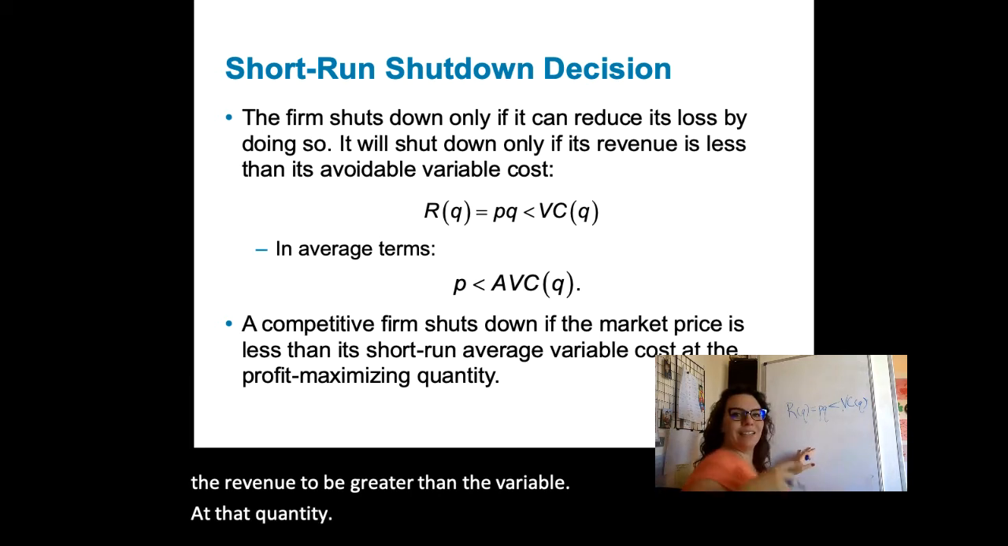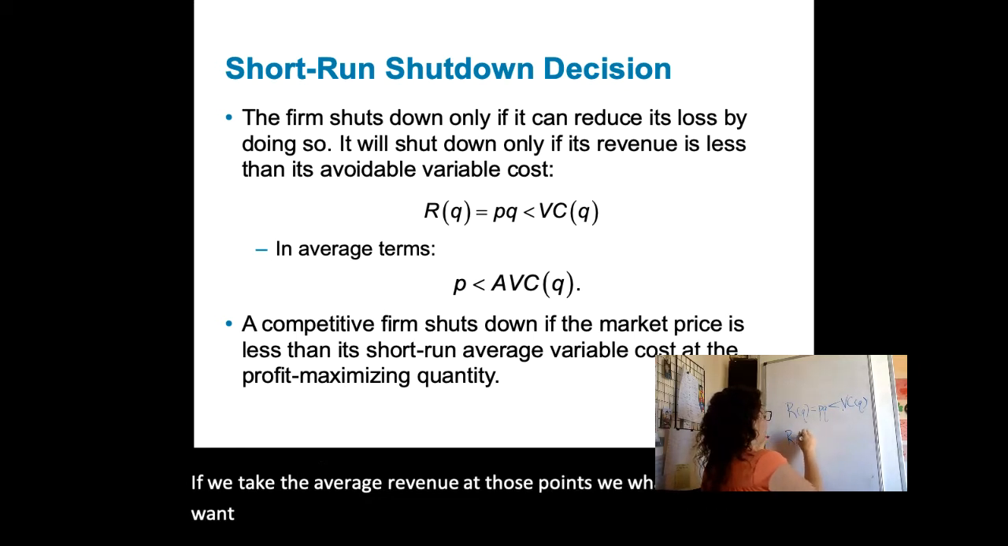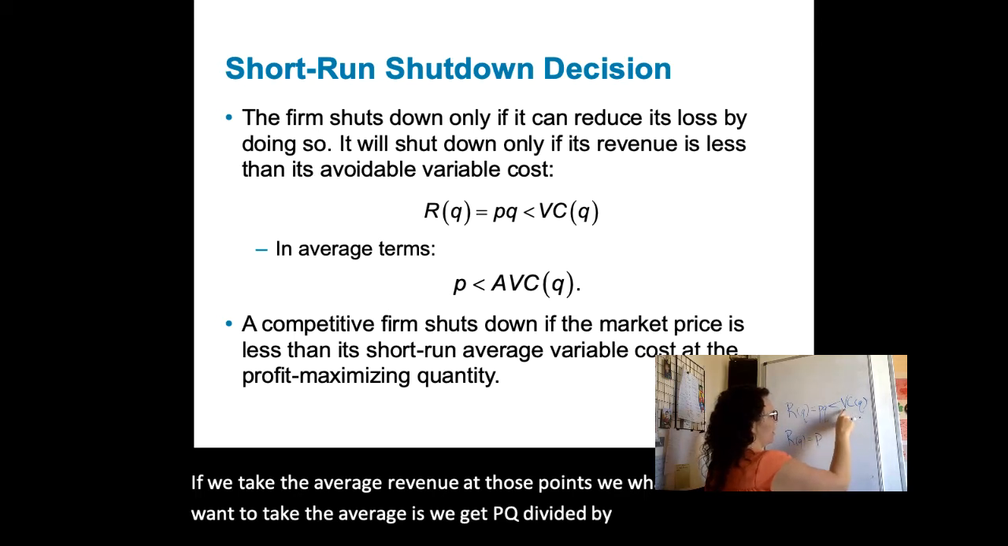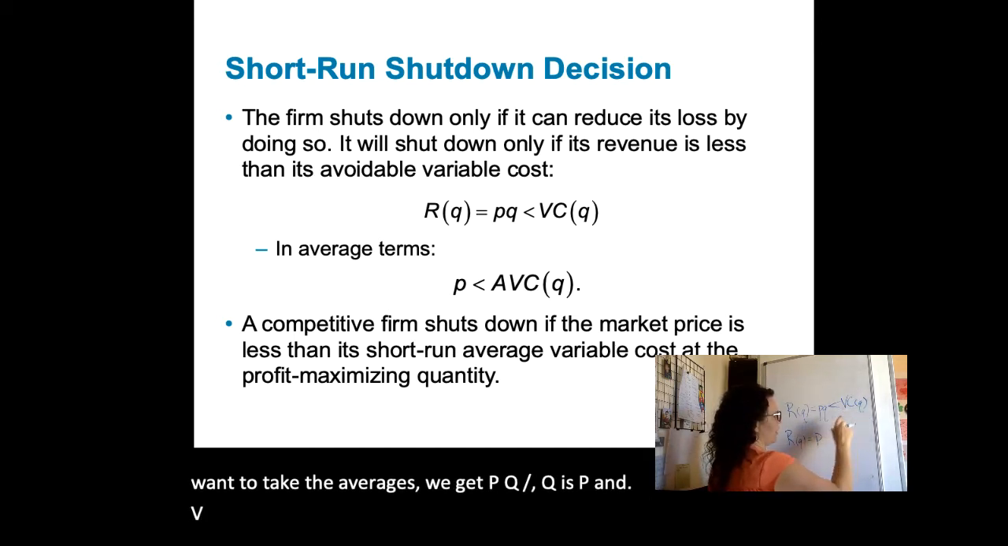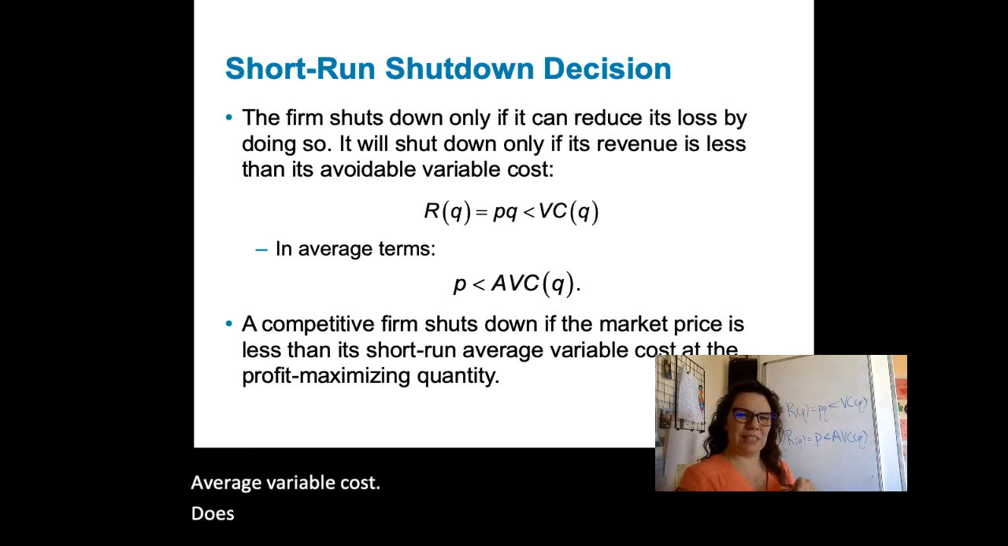If we take the average revenue at those points, if we want to take the averages, we get PQ divided by Q is P, and VC(Q) divided by Q is average variable cost. Does that kind of make sense?